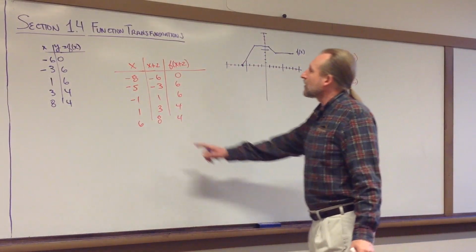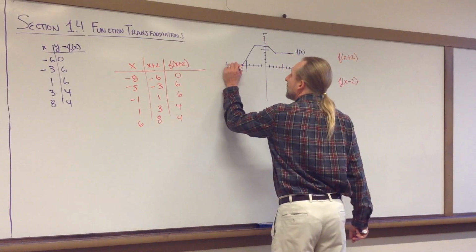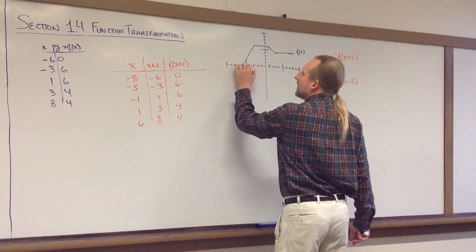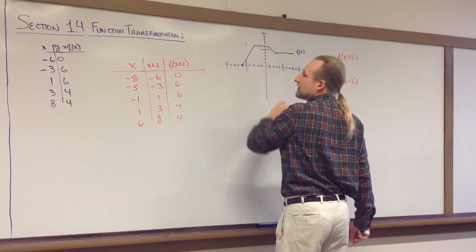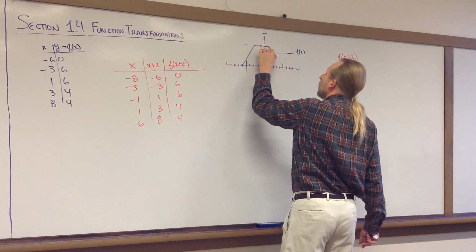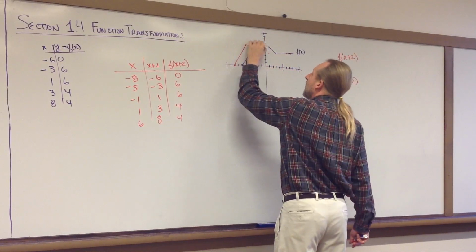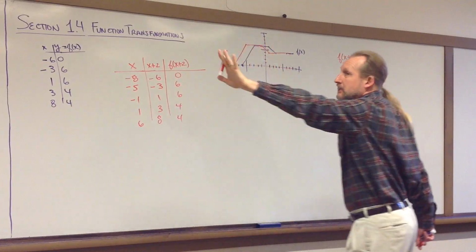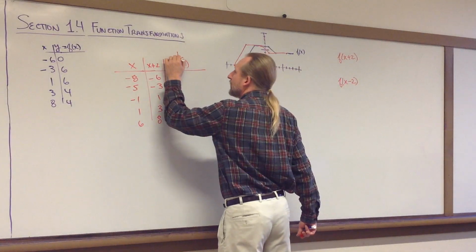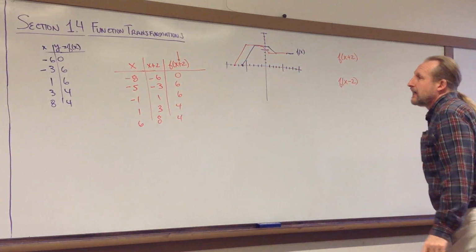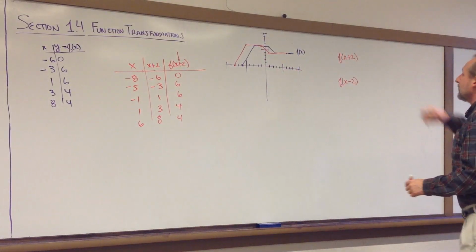So what that does to our graph then is now instead of -6, 0, it's -8, 0. And then -5, 6, -1, 6, and then 1, 4, and 6, 4. And so there's your graph, and it's shifted horizontally to the left. Notice that it goes in the opposite direction of that sign, okay? And that has to do with this scenario right here. So that's f of x plus 2.